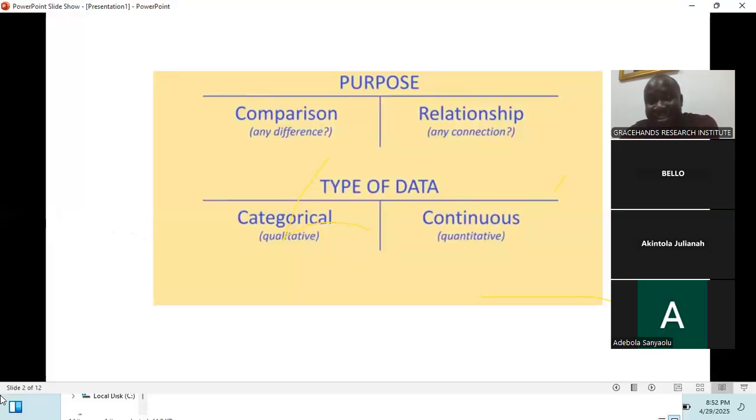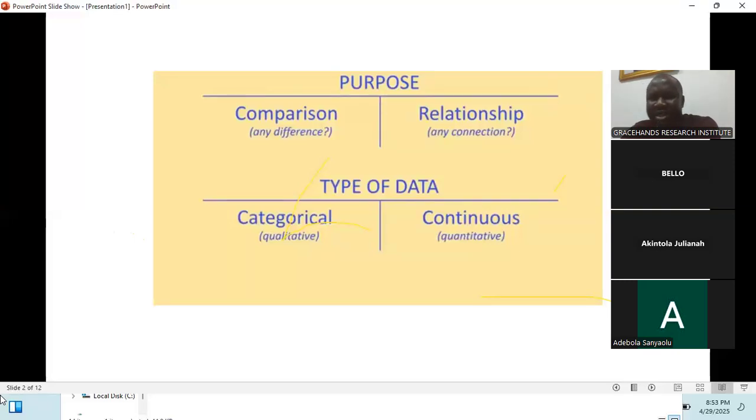You understand? So you should know the first thing is the purpose. Most people that use comparison in their research, most of them are medical people that carry out experiments. All right, control, baseline, and some other things. So another one you have to learn is the type of data you are collecting. We have categorical, we have continuous.